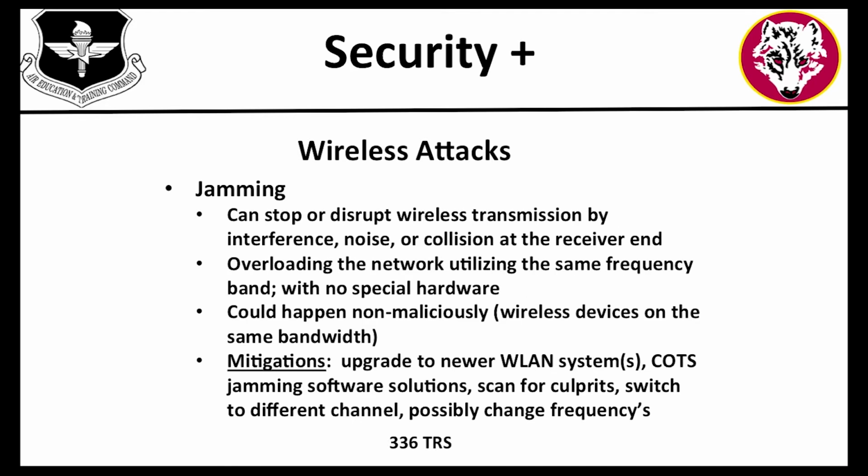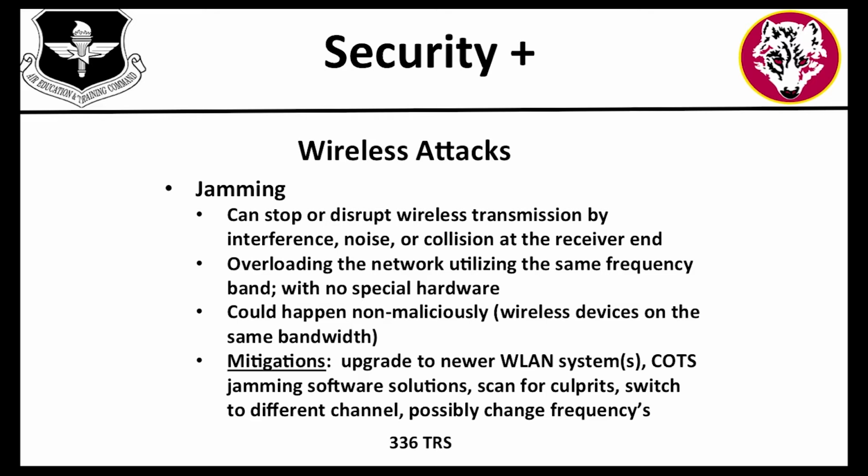Jamming is another form of wireless attacks. Jamming can be done in different ways. For the attack version here, they're there to stop or disrupt some sort of means of wireless connections. Sometimes that can be done by introducing interference, generating noise, or some sort of a collision at that receiving point, which does not allow your user to connect. Sometimes they will basically be there to overload any type of network utilization.